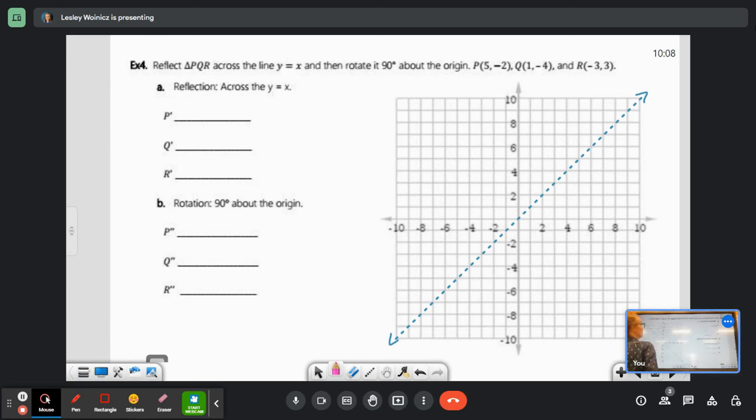Where is P? Point P is at 5, -2. Q is at 1, -4. And R is at -3, 3.